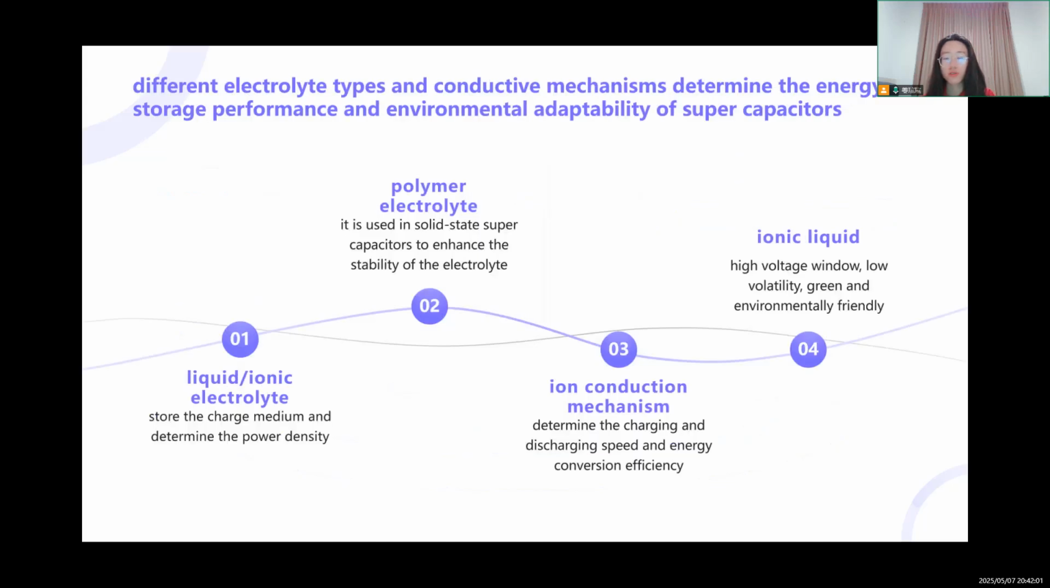Next, I will introduce the different electrolyte types, and the conduction mechanism determines the energy storage performance and environmental adaptability of supercapacitors. First is liquid ionic electrolyte. It stores the charging medium and determines the power density. Next is polymer electrolyte. It is used in solid-state supercapacitors to enhance the stability of the electrolyte. Third is the ion conduction mechanism. It determines the charging and discharging speed and energy conversion efficiency. The last is ionic liquid: high voltage window, low volatility, green and environmentally friendly.